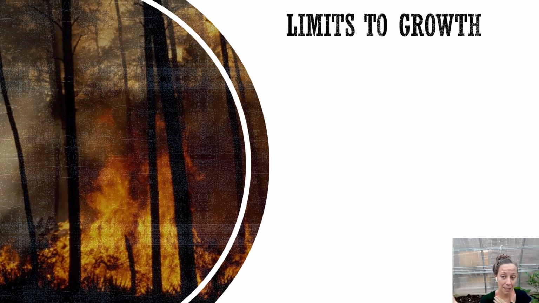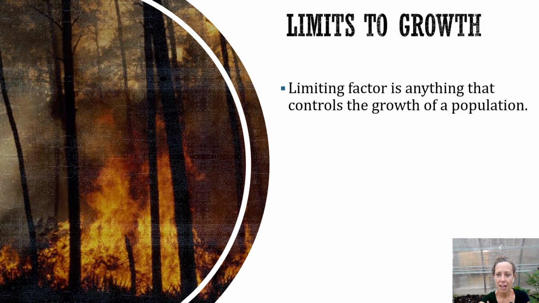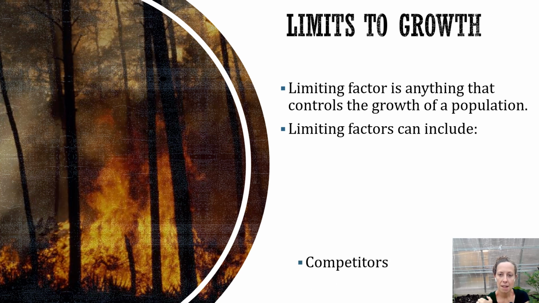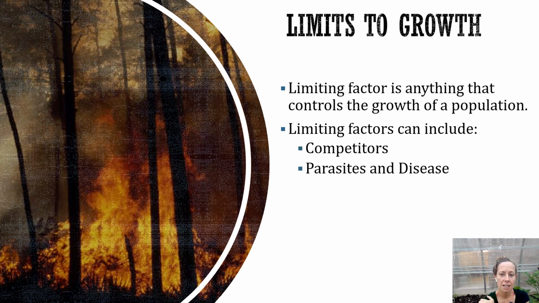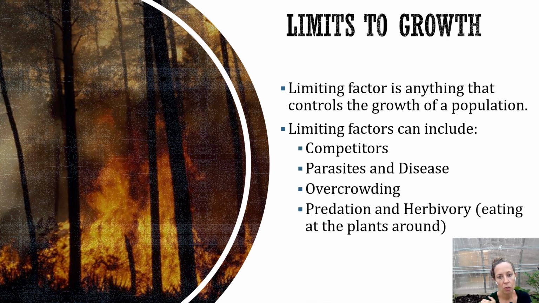There are limits to the growth. So we said our carrying capacity is when we reach our limiting factors. The limiting factors are anything that controls the growth of a population. They include competition, parasites and disease, overcrowding, predation, and herbivory. That's when animals prey on plants, which actually has a name, right? And weather, fires, natural disasters, okay, those are limiting factors.